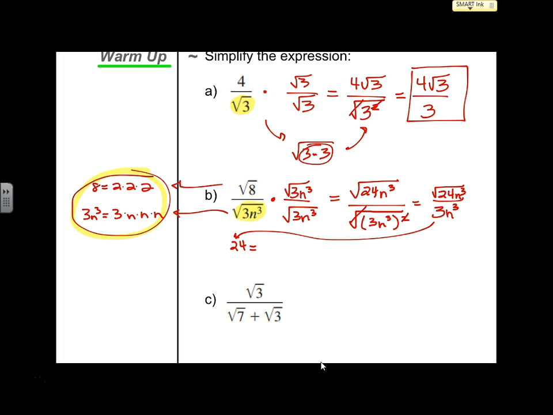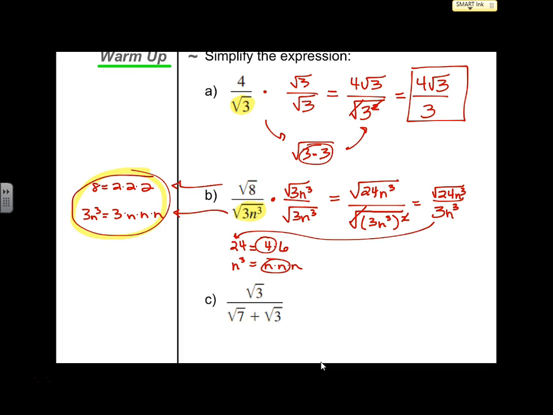24, does anybody see a perfect square in 24? Tyler and Rob, I see those hands. You can put them down. I'll get back to you. 4 times 6 is a good way, right? N cubed, are there any pairs in n cubed? Yes. N times n times n.